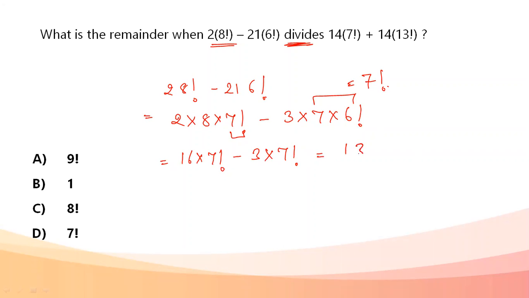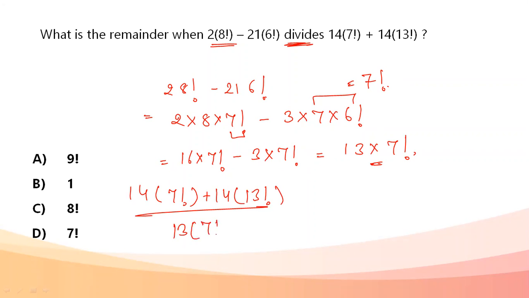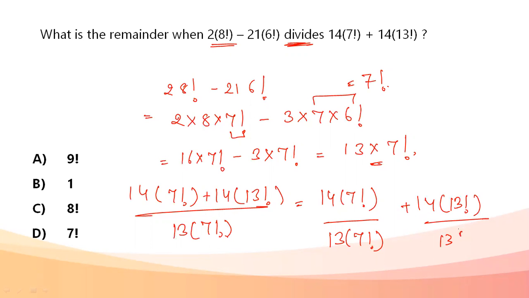My dividend actually reduces to 13 into 7 factorial. Now, as per the question, it is given to me 14 into 7 factorial plus 14 into 13 factorial is divided by 13 into 7 factorial. Now, I'm going to separate it and I need the remainder. So, remainder when 14 into 7 factorial is divided by 13 into 7 factorial plus 14 into 13 factorial is divided by 13 into 7 factorial. This is what is needed.